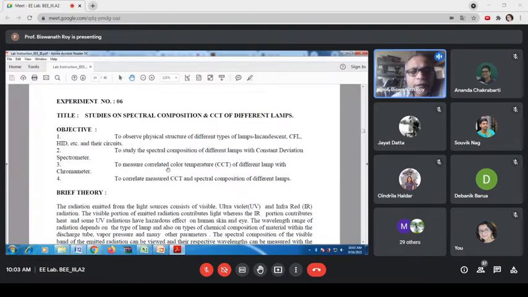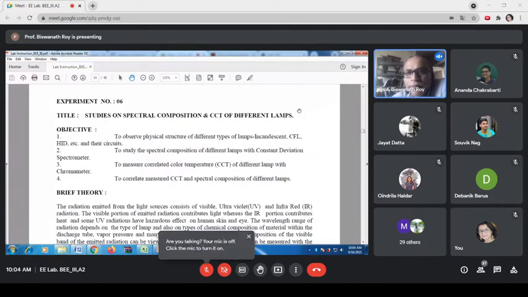So this is the experimentation we are going to discuss: studies on spectral composition and CCT of different lamps. Here the lamp means electric lamps. We know that there are different types of lamp depending on the types of input power. So we are going to discuss electric lamps, where the input power is supplied from the electric power supply line. So electrical energy is input to the lamp system, right?